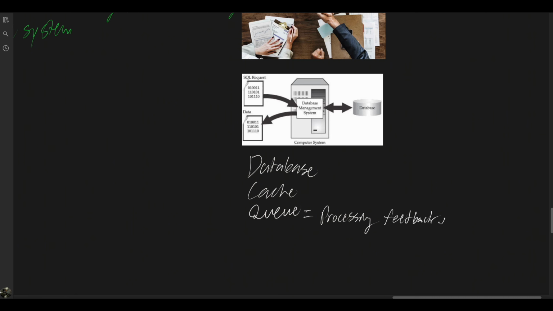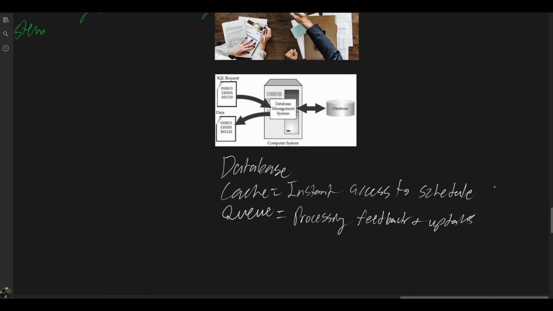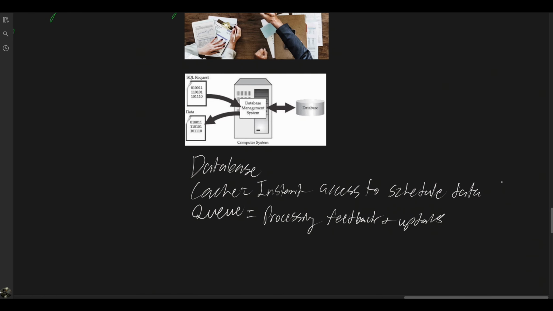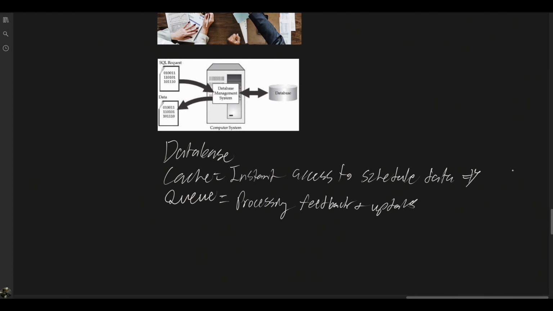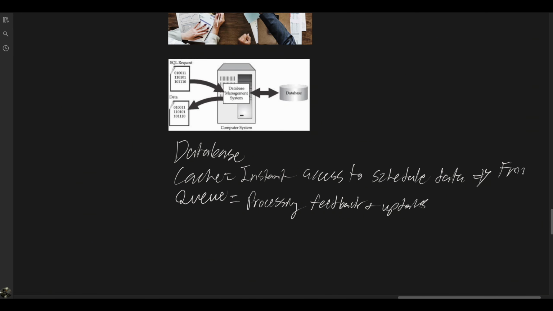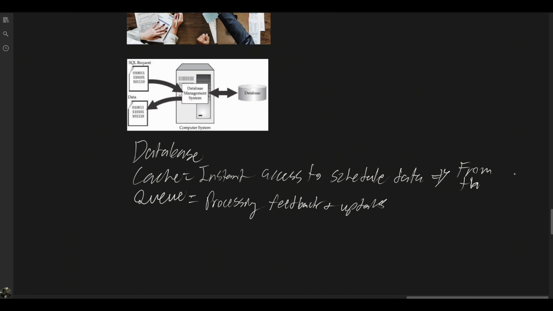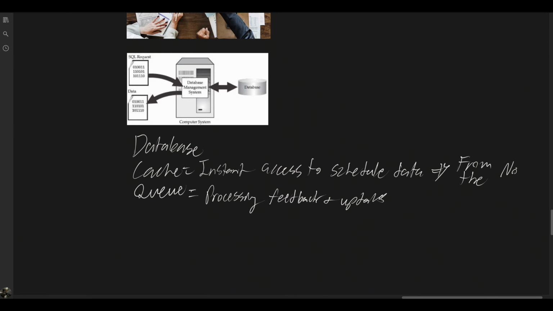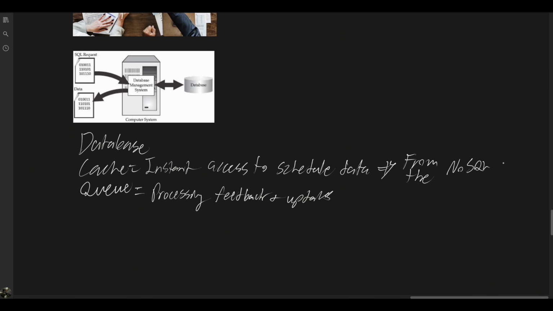Meanwhile, the cache provides instant access to scheduled data, and the messaging queue handles feedback and updates. And yes, that cache is going to get that information from the NoSQL database.